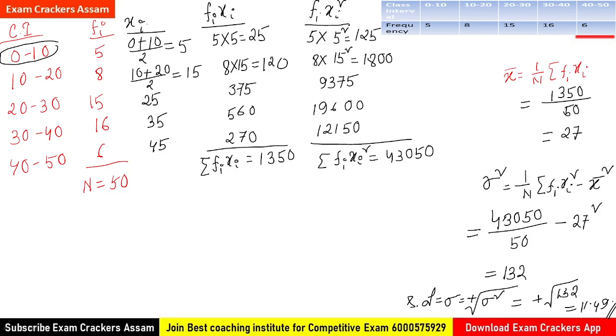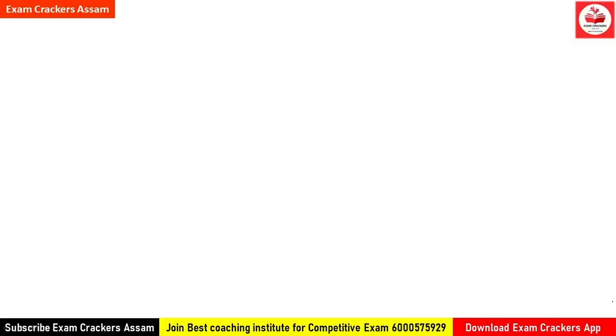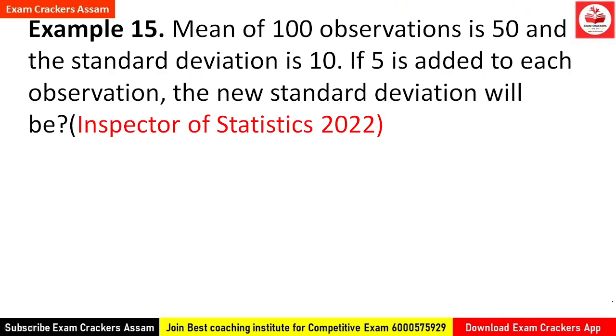I hope this question is also clear to you all. This is the very last question of today's session, which came in your Inspector of Statistics 2022. So the question is, mean of 100 observations is 50 and the standard deviation is 10. If 5 is added to each observation, the new standard deviation will be what?